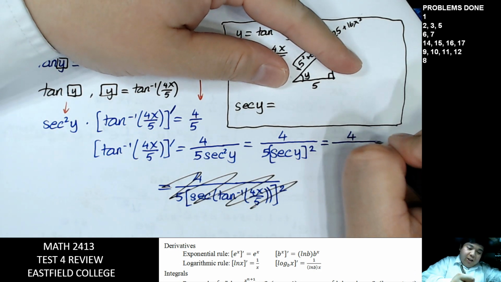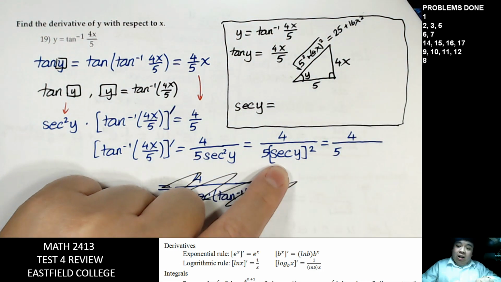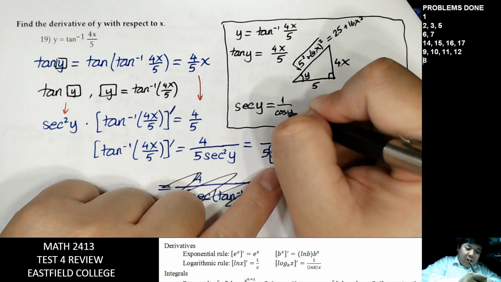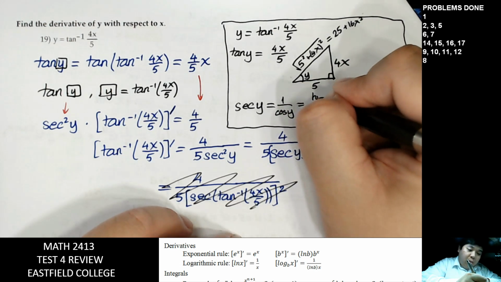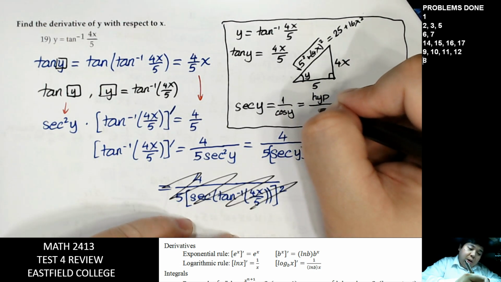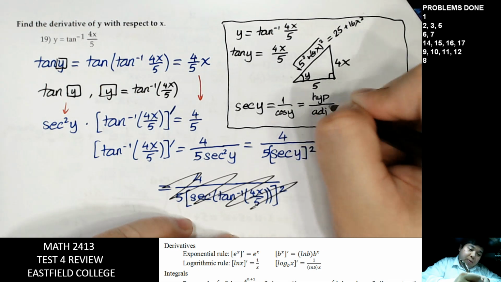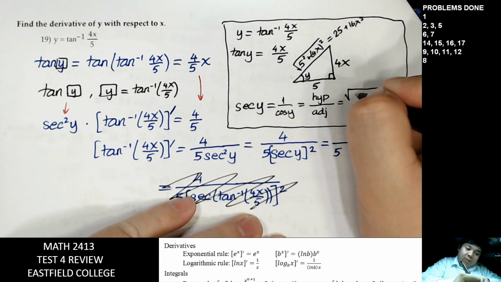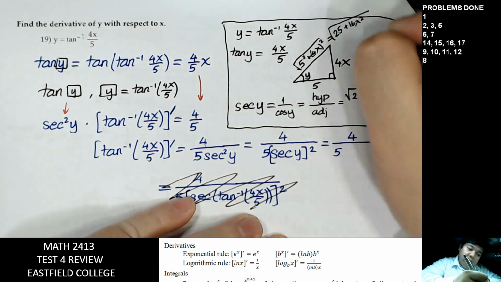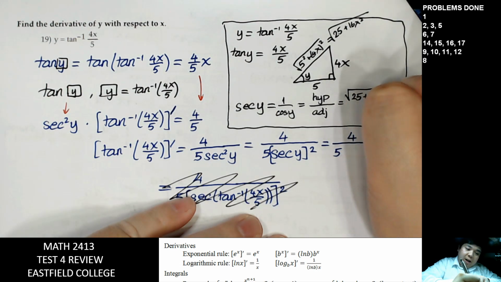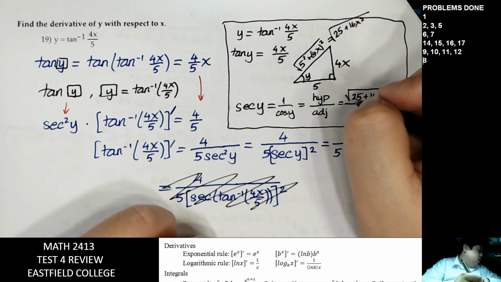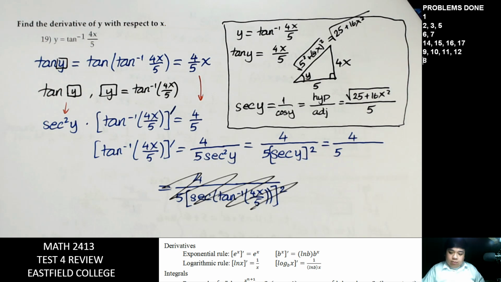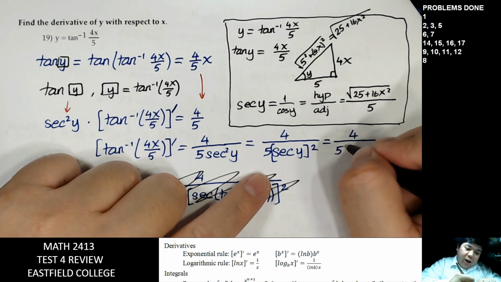So we have 4 over 5 secant of y. Secant is the reciprocal of cosine. Cosine is adjacent over hypotenuse, so this is hypotenuse over adjacent. So it will be the square root of 25 plus 16x squared over 5. So that is secant y, and we substitute in here.